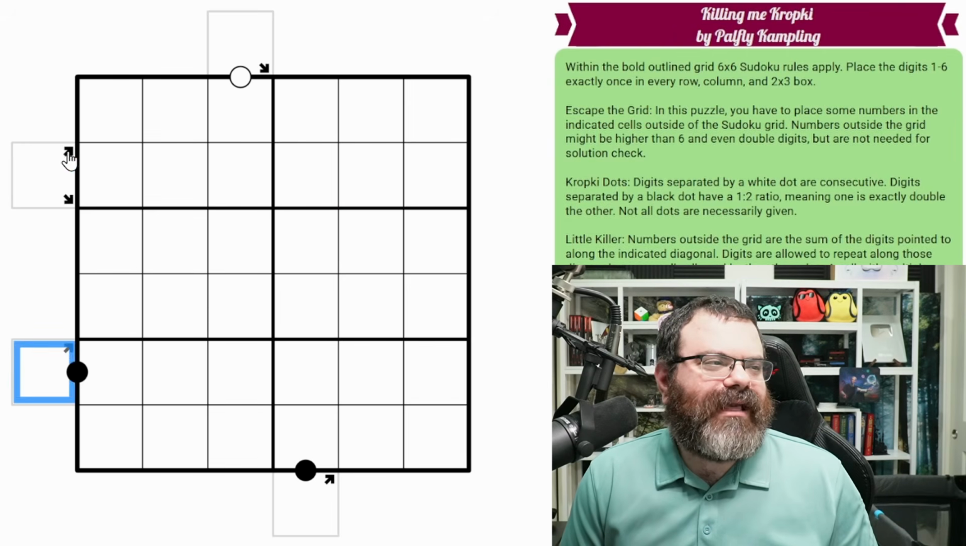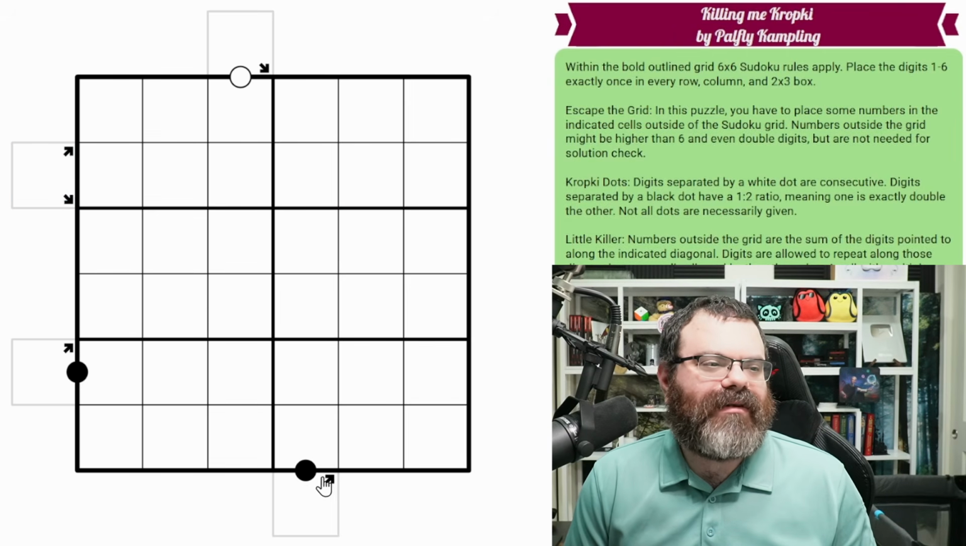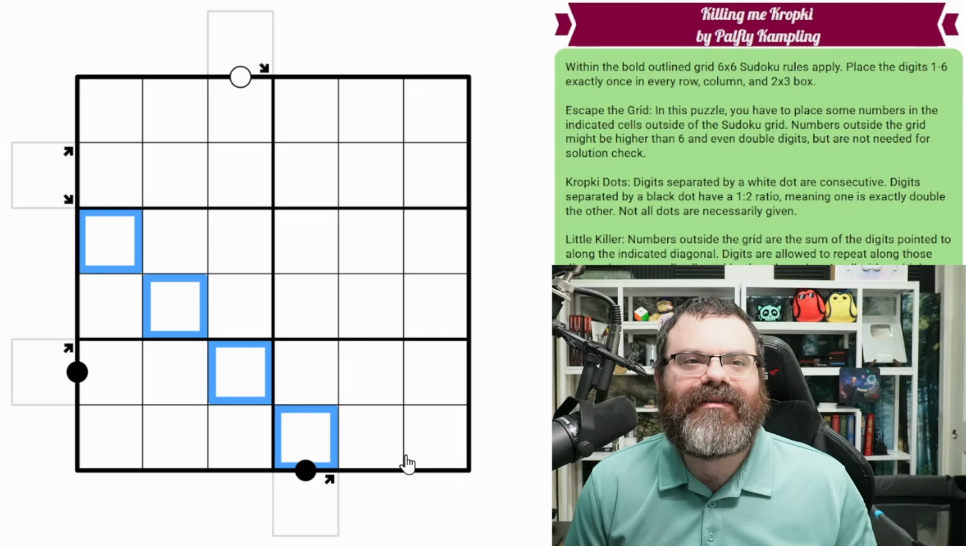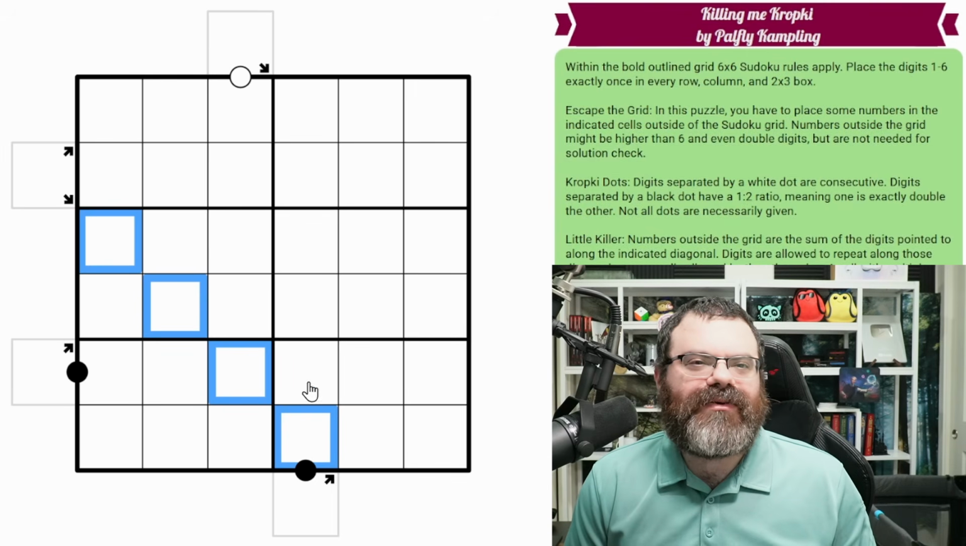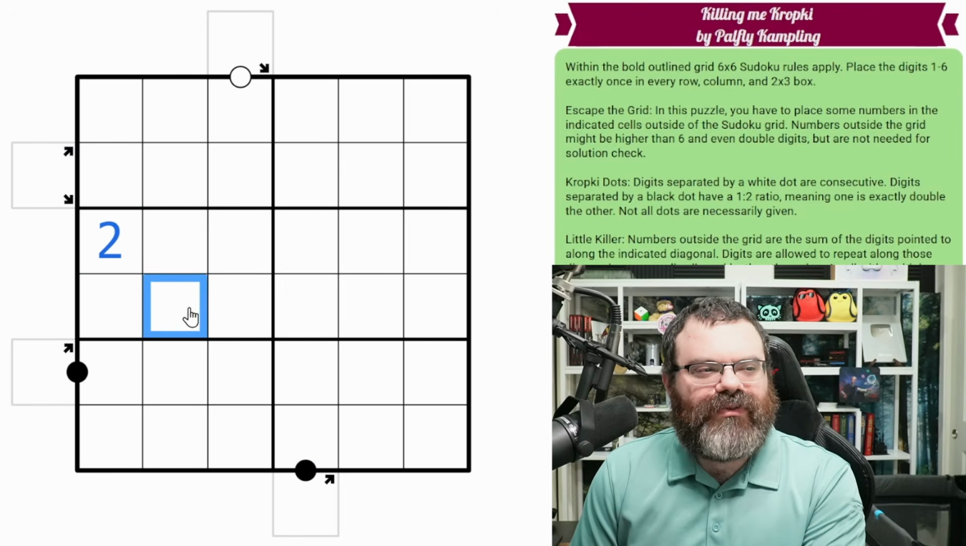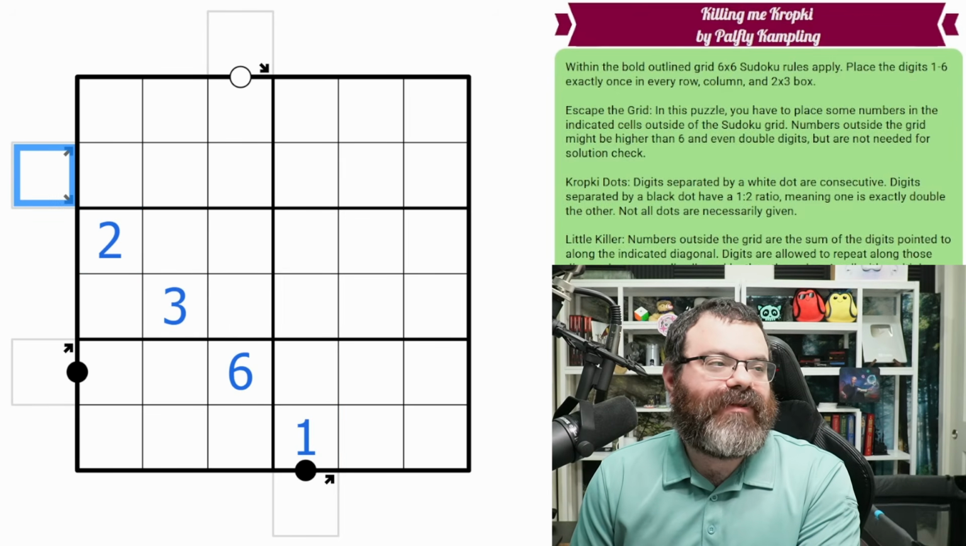All right, then with these little arrows here, these indicate little killer arrows. So let's take this arrow pointing bottom right here. So it's pointing down a diagonal. So all of the cells of that diagonal until you get to the end of the grid, what you do is you sum those up, and that sum goes here. So if this was, say, 2, 3, 6, 1, that sums to 12. We would fill in 12 here.